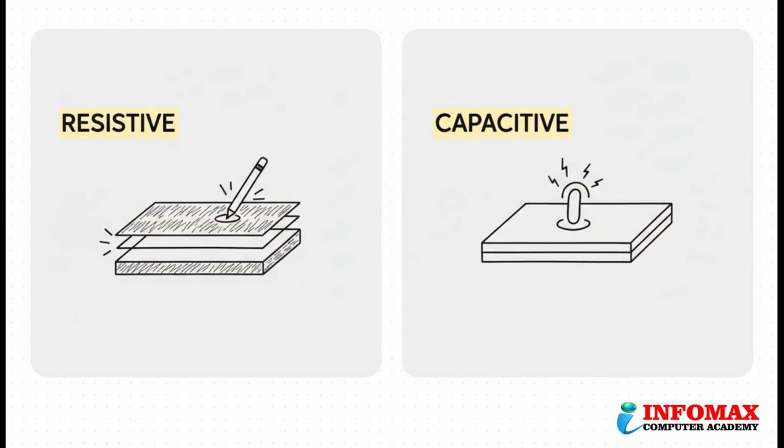But the screens we use now on our phones, they're capacitive. They just react to the tiny bit of electricity in your finger. It sounds like a small change, but it's the reason our phones feel so incredibly smooth and responsive.